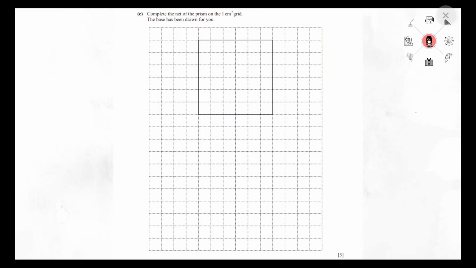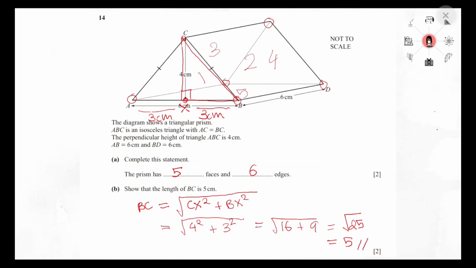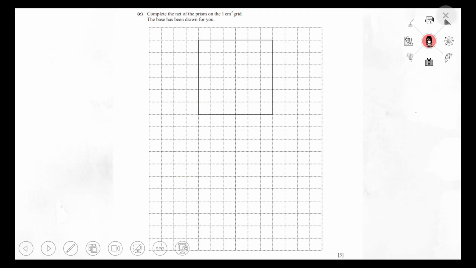Complete the net of the prism on the 1 centimeter square grid. The base has been drawn for you. So they're asking us to draw this prism's net. So we have the 6 by 6 square already drawn for us here. So all we have to do is draw the triangles and the roofs. So we'll start with drawing the triangles, which would be somewhere here.